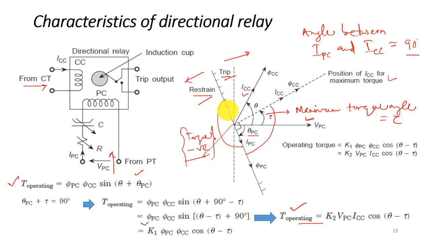That means opposing. So when the current is flowing in the reverse direction, it will produce a negative torque, and the directional relay will not work. It will not respond to a reverse current. It will always respond to the forward direction current.